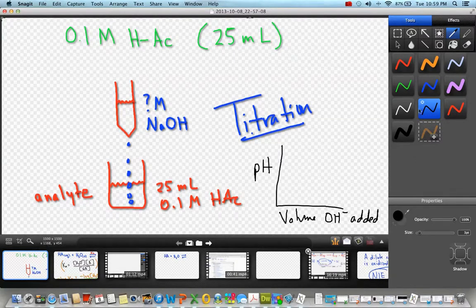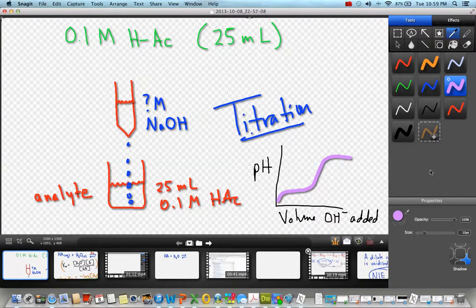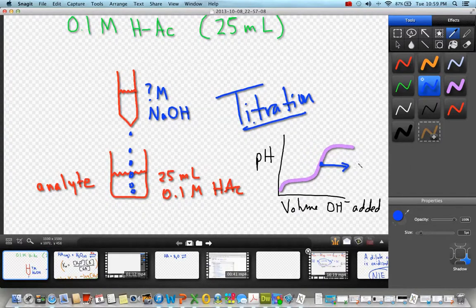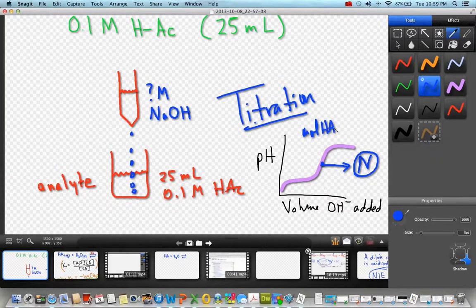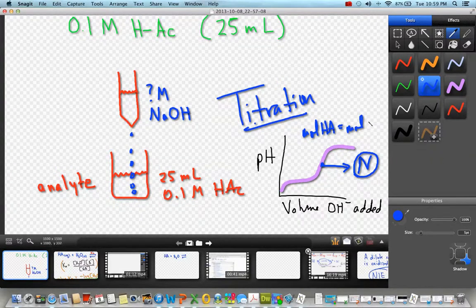And if you recall from the lab that we did last week, we should obtain a titration curve. It looks something like this. At this inflection point, this is where total and complete neutralization occurs. This is where the moles of acid is equal to moles of base. Moles of HA equals moles of OH minus.